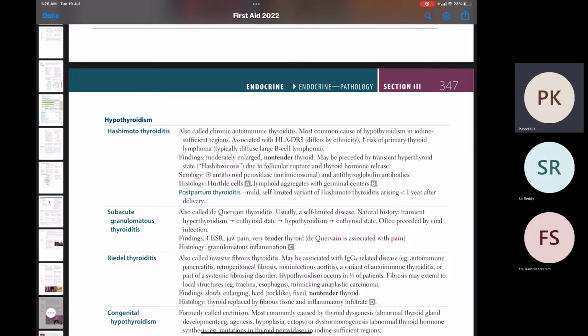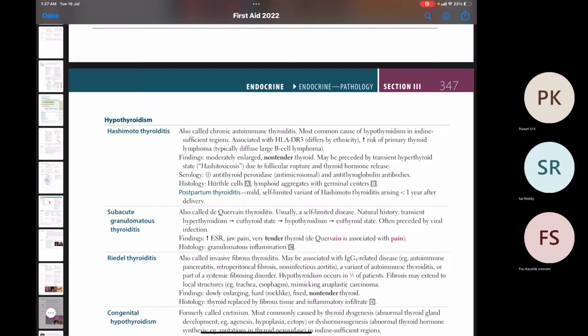Remember, this is the only condition where you have a tender enlargement. Everywhere else, thyroid swellings are usually non-tender. Once the lymphocytes infiltrate the gland, they destroy the follicular cells. Because they destroy the follicles, there is a brief phase of hyperthyroidism, just like Hashimoto's. That's followed by hypothyroidism.